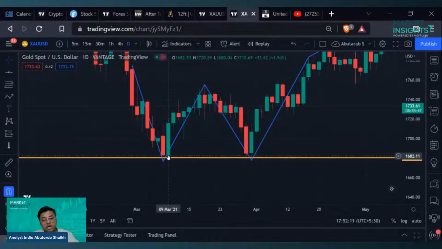It was a strong bullish engulfing, if I'm not wrong. This is a bullish engulfing pattern. And after seeing this candle, I could have taken a buy position here. I could have covered it here somewhere, right?